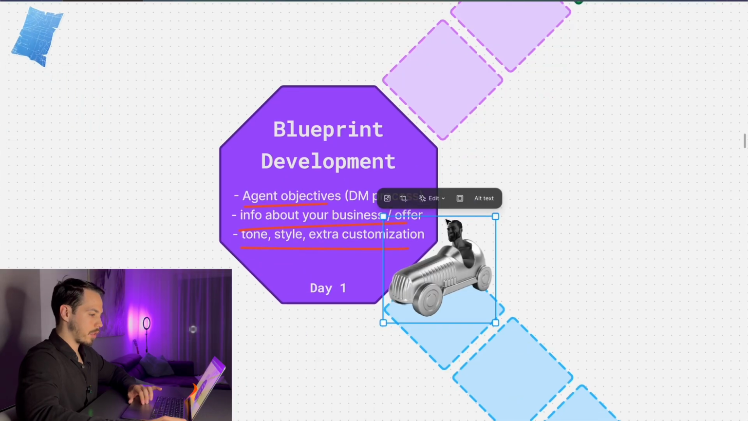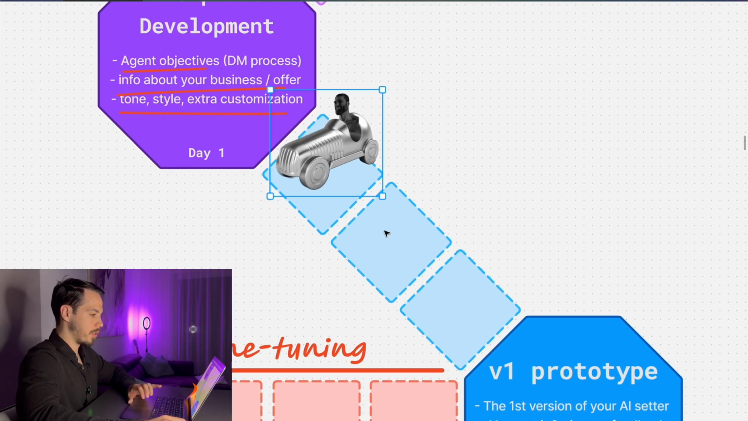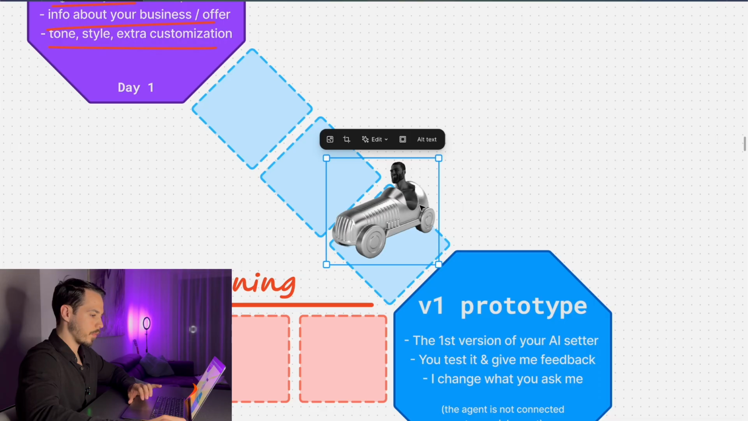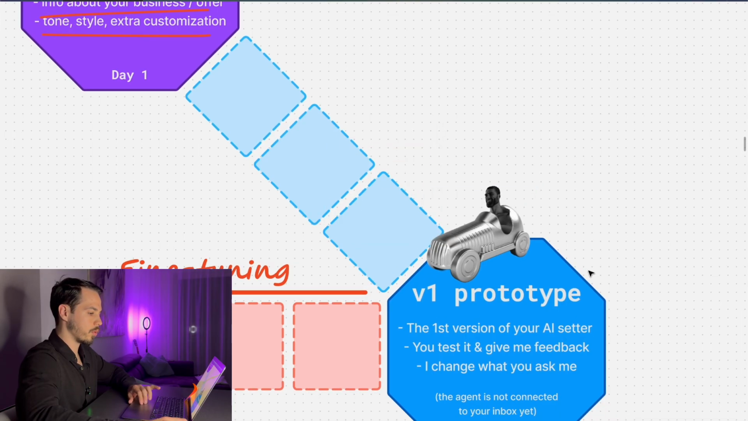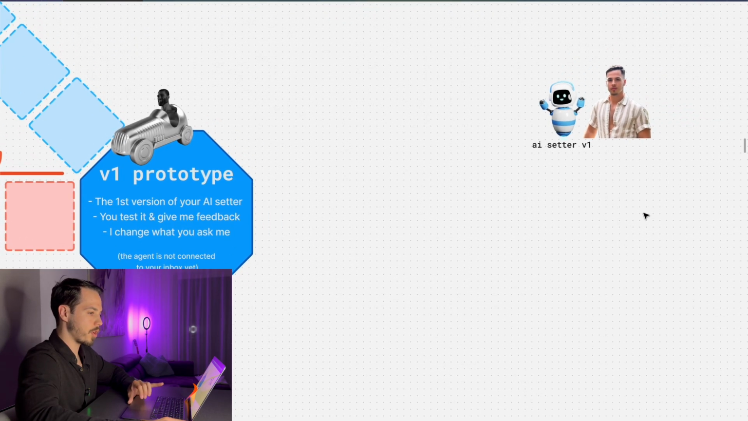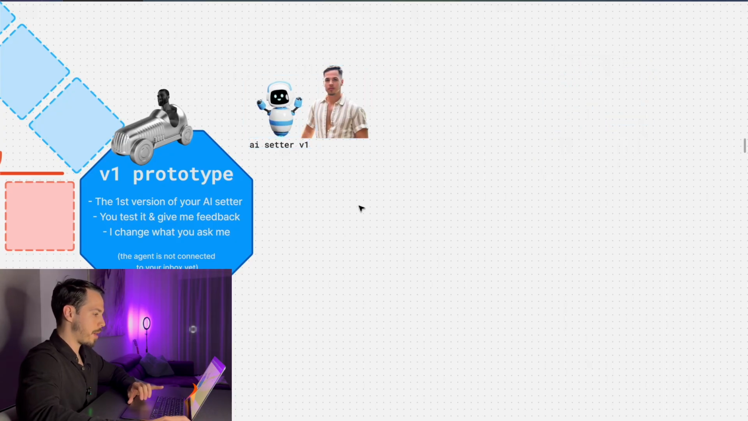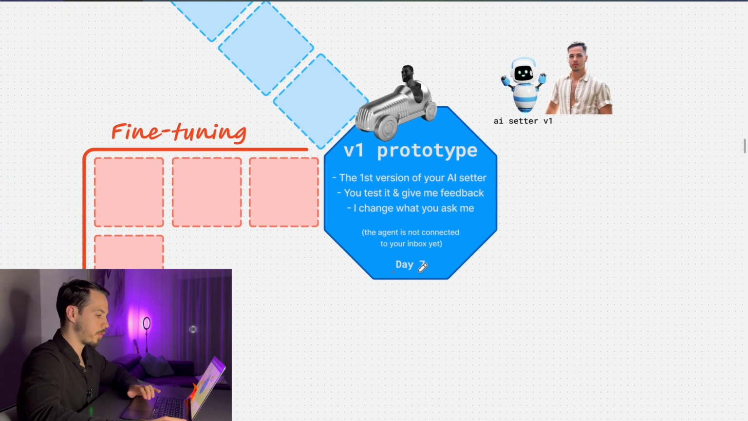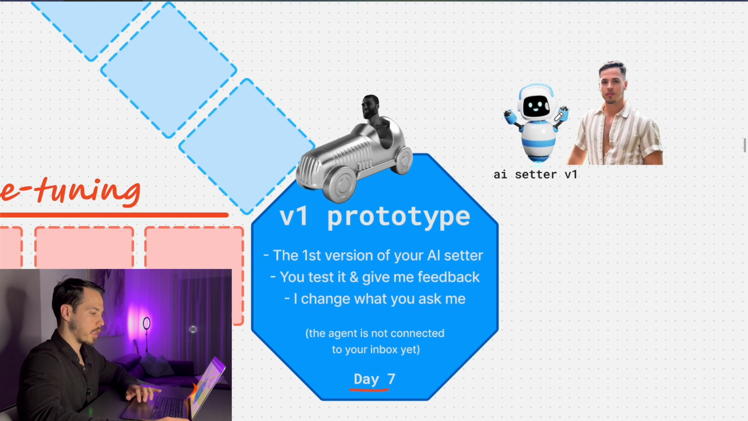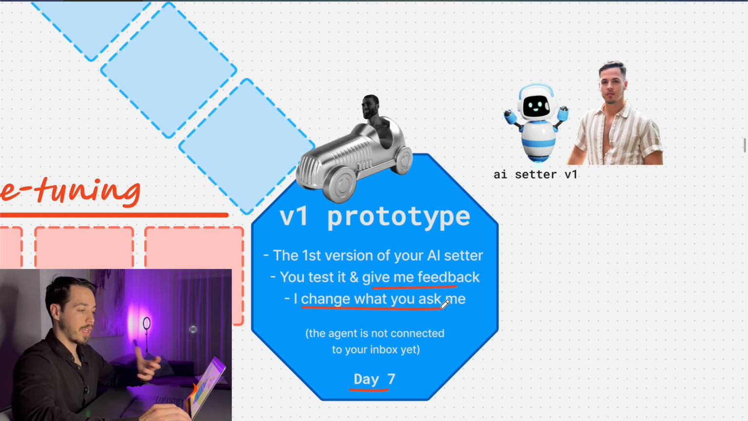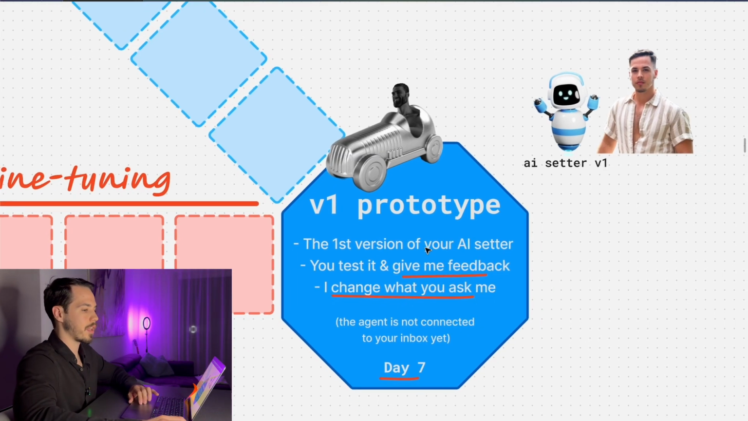And a couple of days later, as you go down the service delivery route, you're gonna get to the V1 prototype stage, in which I will come back in about 7 days with the first version of your AI agent that you can try and give me feedback and see how you like it, see what you want to be changed. So you just give me feedback. At this point, the AI agent is not yet connected to your own IG. This is just for you to play around with it and test it and give me feedback.